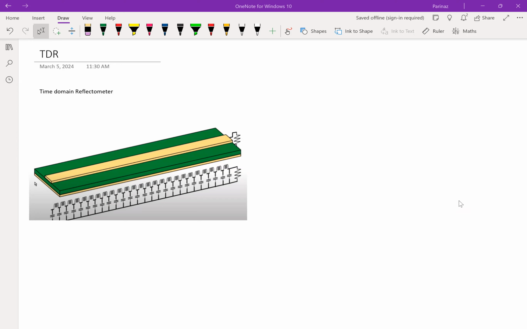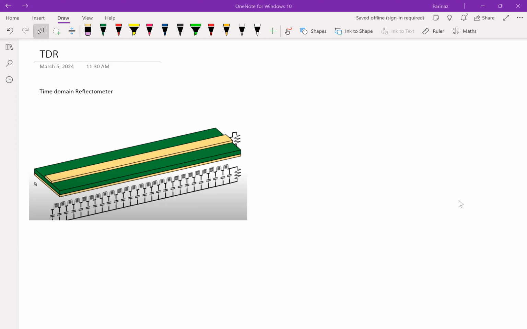Today I'm going to talk about a topic, as you can see here, time domain reflectometer, which is actually the name of an equipment. But anyway, the concept behind it, which is time domain reflection, is a very important topic because it comes up a lot when you're designing high-speed PCBs, or maybe you're in the field and you're trying to find a fault in a cable or something else. So this topic comes in handy when you're trying to find a fault.